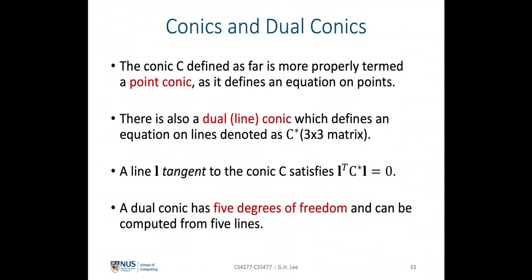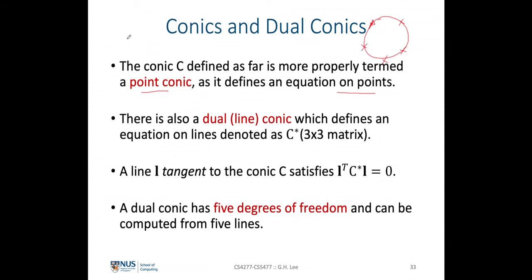Now, the conic that we have defined so far should be properly termed a point conic, as it is uniquely defined by an equation on points. This is because the second degree polynomial that we look at defines a point on a conic, and we saw earlier that 5 of these points that lie on the conic uniquely define the conic. And there is also a dual to the conic, as in the dual of a line.